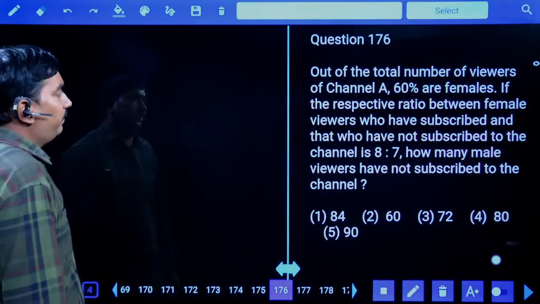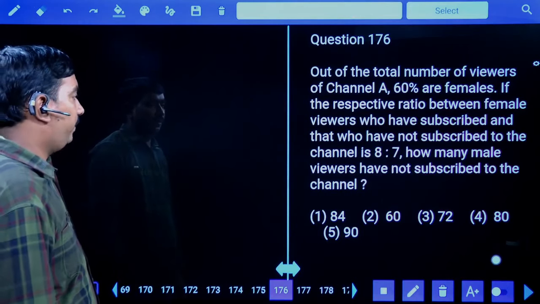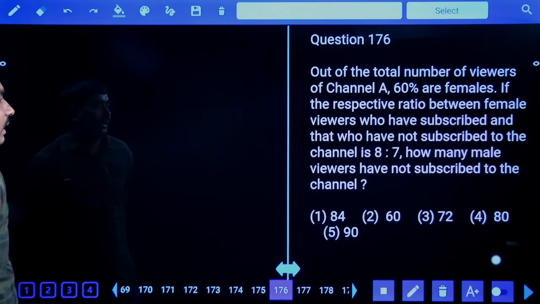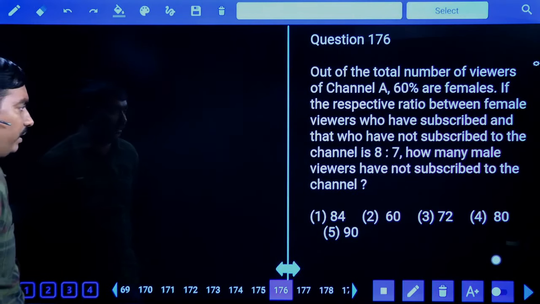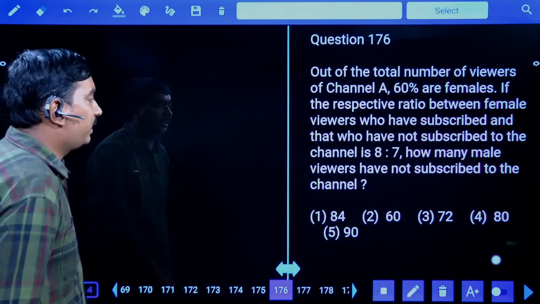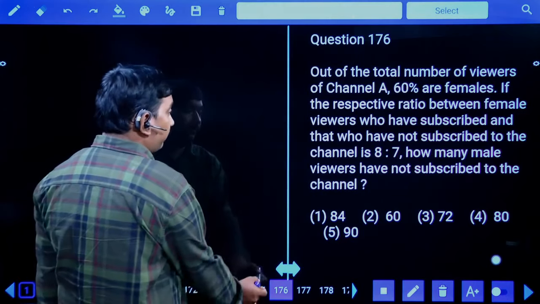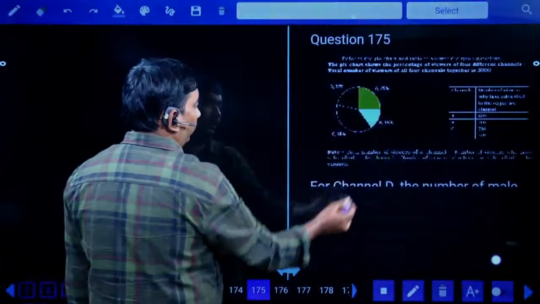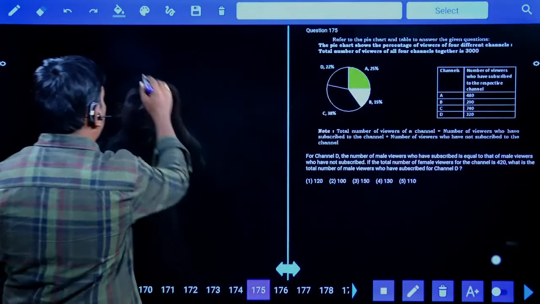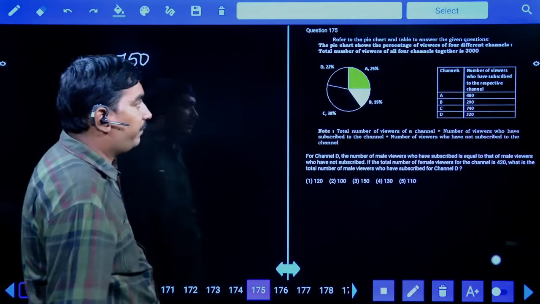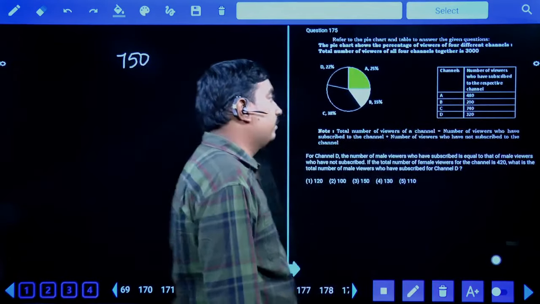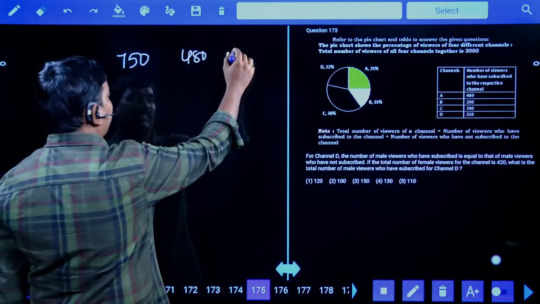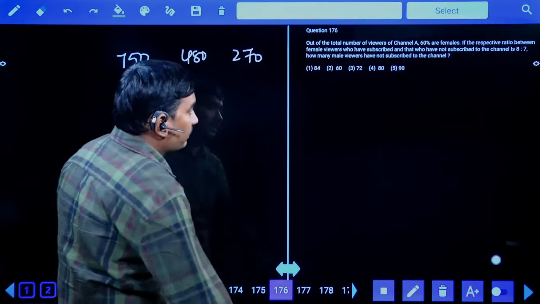Out of the total number of viewers of channel A, 60% are females. If the respective ratio between female viewers who have subscribed and that who have not subscribed is 8 is to 7, how many male viewers have not subscribed to the channel? First of all, channel A. This question belongs to the previous diagram only. Channel A 25% means total 750 viewers. Out of 750 viewers, subscribers are 480. Non-subscribers are 270.